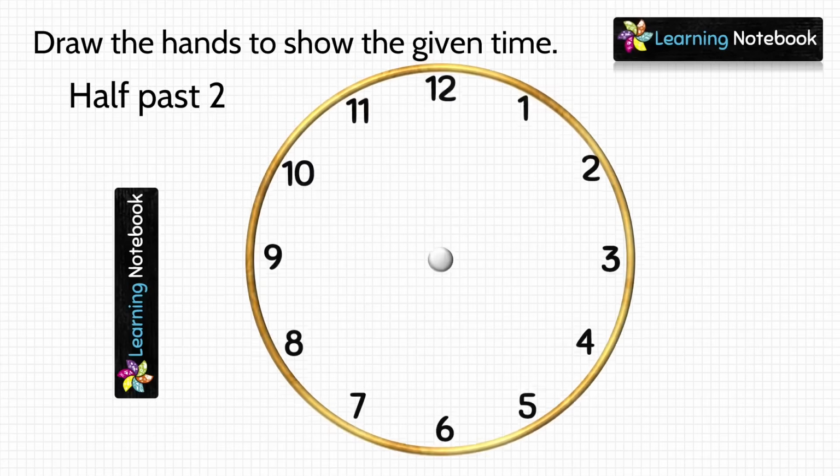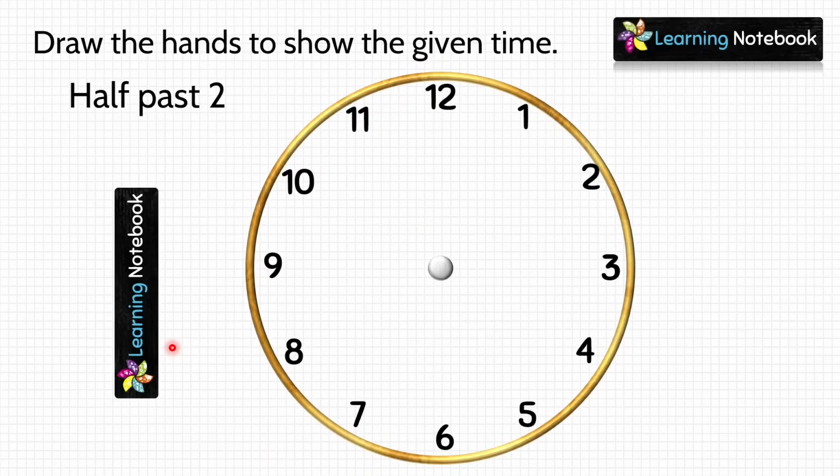Now in the next question, the time is given as 2:30. We can also write this time as 2:30. So this means the hour hand is between 2 and 3. So this is our hour hand. Now we have to represent how many minutes? 30 minutes. So the minute hand is at 6. So this is how we have drawn the two hands to show the time as 2:30.